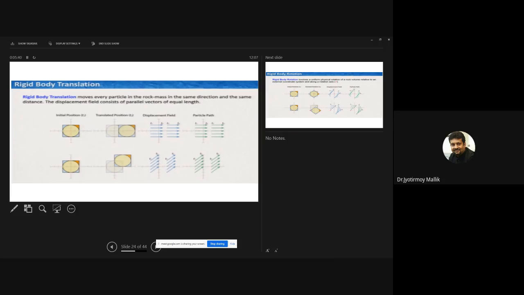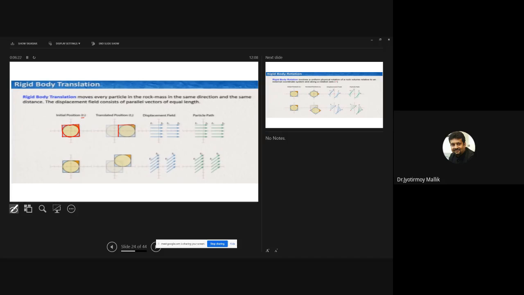Now let us look at rigid body translation. It's very simple. Let's look at the first object. It moves every particle in the rock mass in the same direction and the same distance. The displacement field consists of parallel vectors of equal length. I don't have to explain it twice. So you can see here I have a block, and then I have put a circular marker into it, and this is before deformation at the initial position T1, and then I give it some translation.